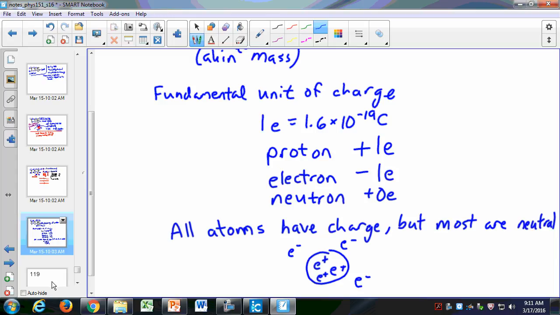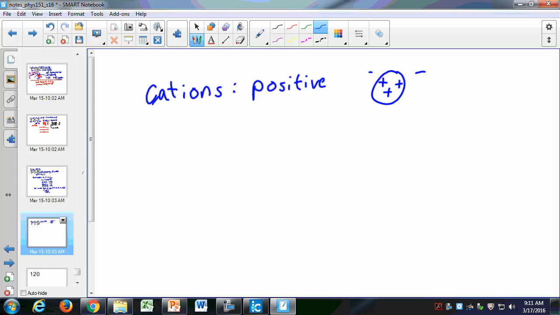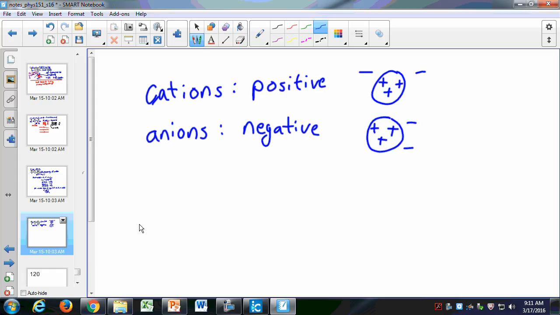However, you can have some ions. You do need to know what these are called. Cations are positively charged. So for example, we would have 3 protons, but then maybe just 2 electrons. And then anions are negatively charged. So for example, we might have 3 protons, but we'd have 4 electrons orbiting around that nucleus. So cations and anions, just know those terms, what they mean.